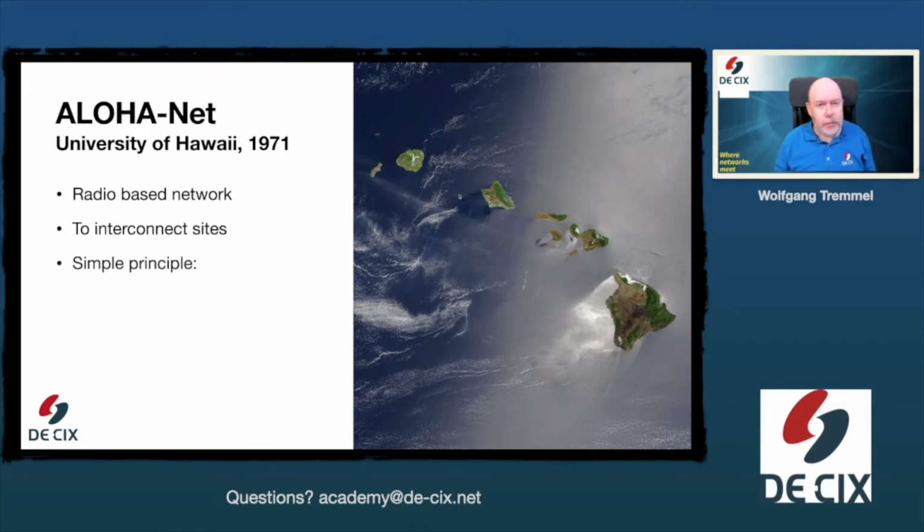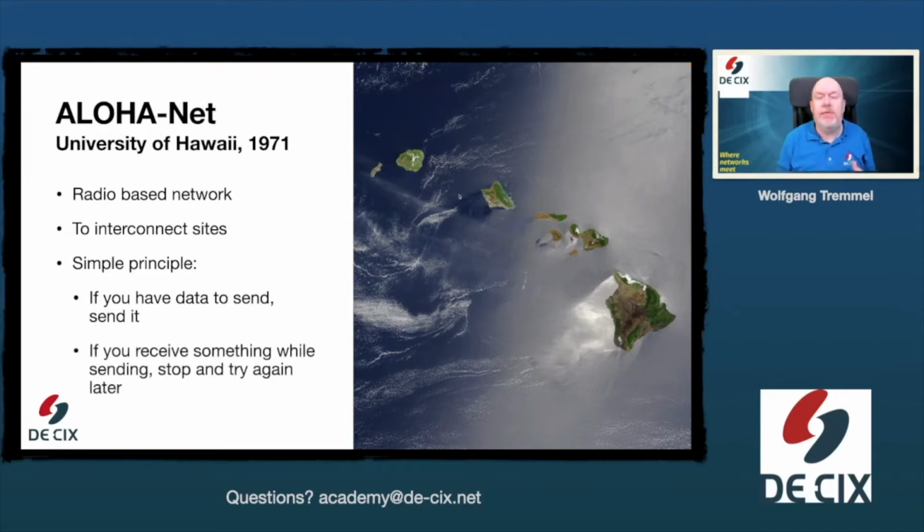This network had one very simple principle. So if you have data to send, just send it. And if you receive something while sending, stop and try again. So this was the simple principle of the ALOHA-Net of the University of Hawaii.